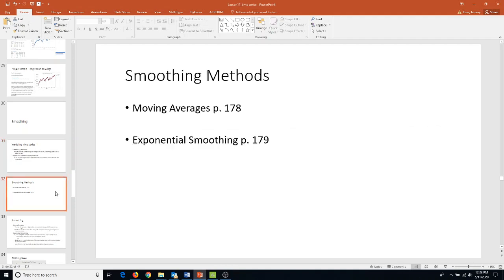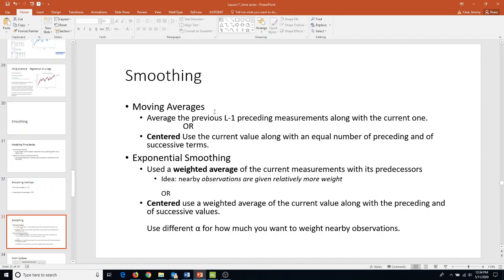So there are two basic smoothing methods. One is moving averages. You can find this on page 178 in your course pack. And then there's exponential smoothing on page 179 in your course pack. For the moving average, you just average the previous L-1 preceding measurements along with the current one. So that would be a moving average of length L.